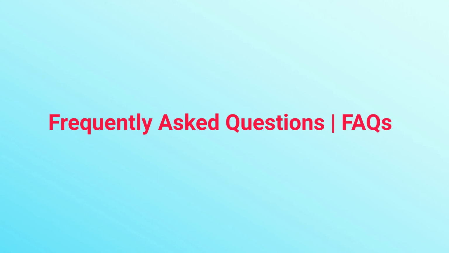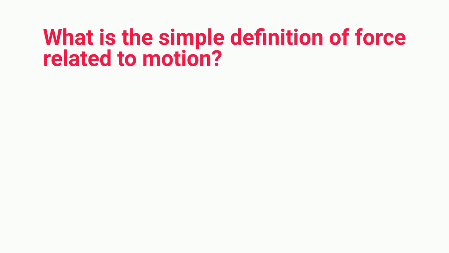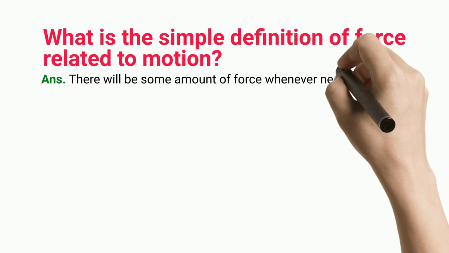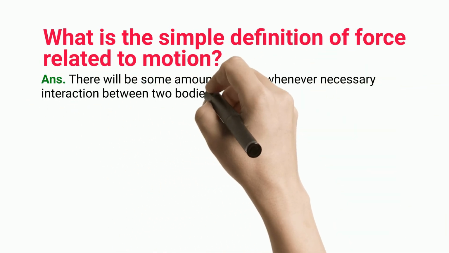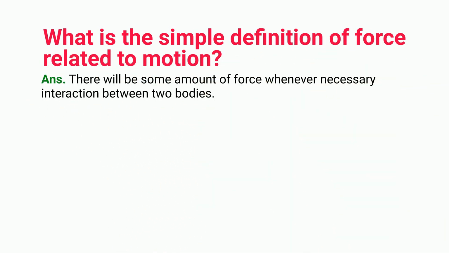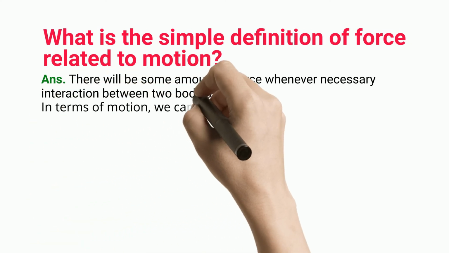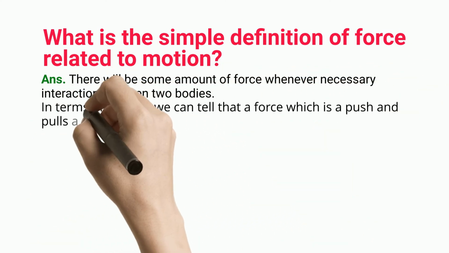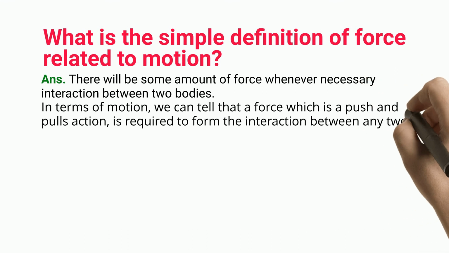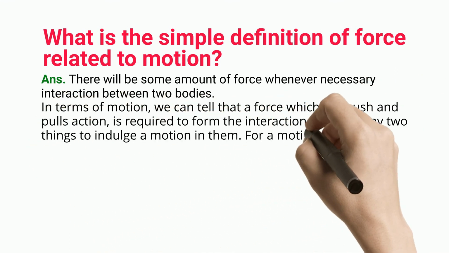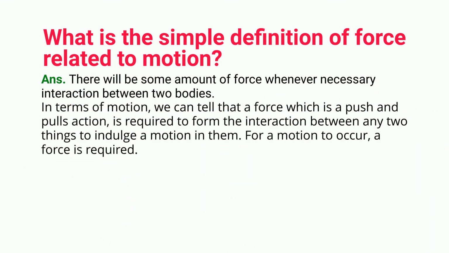Frequently asked questions (FAQs). What is the simple definition of force related to motion? There will be some amount of force whenever there is necessary interaction between two bodies. In terms of motion, a force, which is a push or pull action, is required to form the interaction between any two things to induce motion in them. For a motion to occur, a force is required.